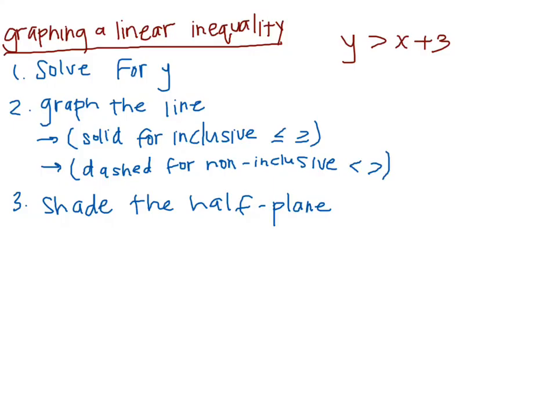Our next step is to shade the half plane. And there's a couple ways you can do this. I'm going to show you both ways because some people like one way and some people prefer the other way. So one way we can do that is by using a test point. And the other way we can do it is kind of just by some critical thinking, I guess we'll say.